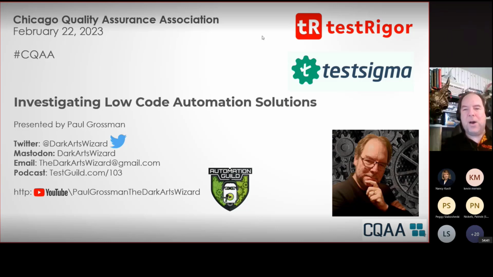Today we're going to be talking about integrating low-code automation solutions into the field, into our application testing of our applications. There are two tools out there. There's TestRigger, which I've been working with for about 2 years. I just recently came across Test Sigma too. Now, I've got more experience working with TestRigger.